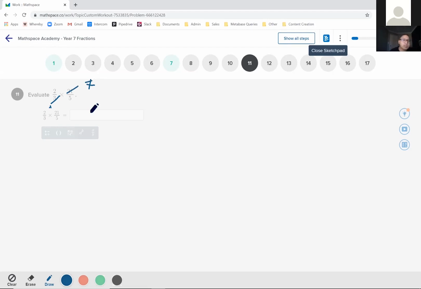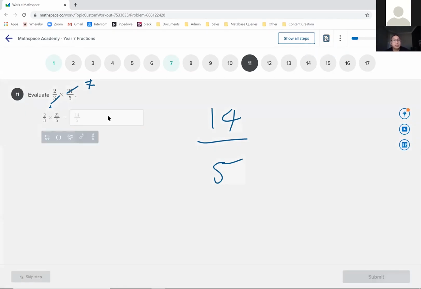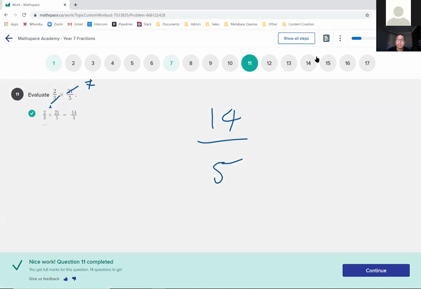So now all this does is make it much easier when I multiply. I can go 2 times 7. 2 times 7 is 14. Then on the bottom, I can go 1 times 5. And that's the answer in its simplest form. I don't need to do anything else. So 14 out of 5. Let's see if I'm right. Hooray! Okay, last one. Let's find one more.